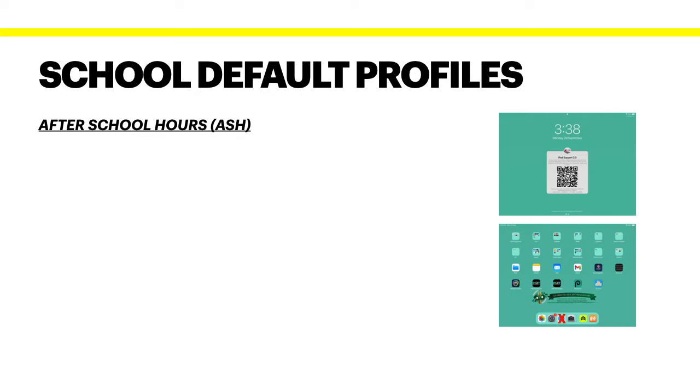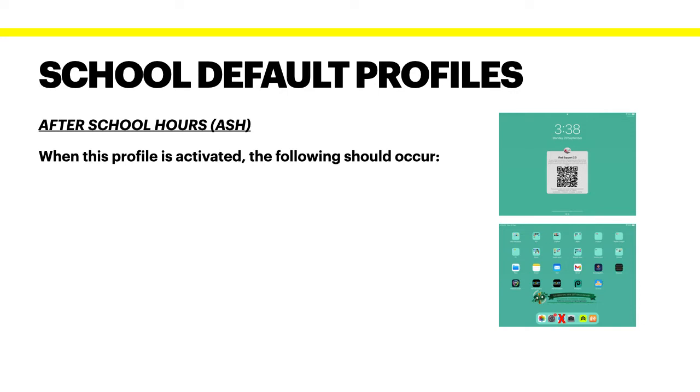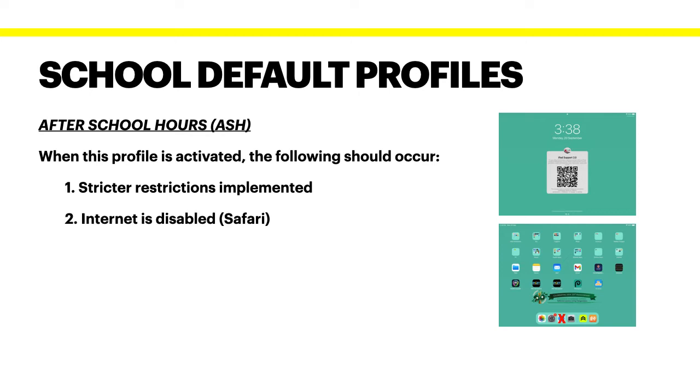The next profile is known as the after school hours profile. When it's activated, the following will occur. Stricter restrictions will be implemented, right? A few more restrictive profiles will kick in on the iPad. The important thing is that the internet will then be disabled and Safari will no longer be shown on the iPad. So the idea of this profile is to allow the students to continue to do your work. However, there is no access to the internet.